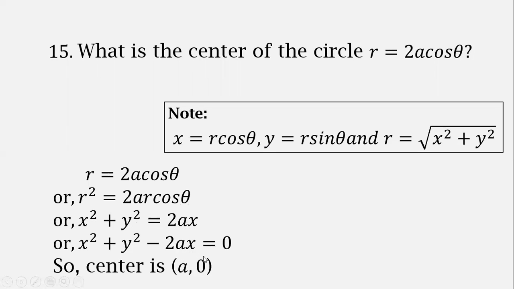The radius is √(g square plus f square minus c). After calculating this, we get the center is (a, 0).